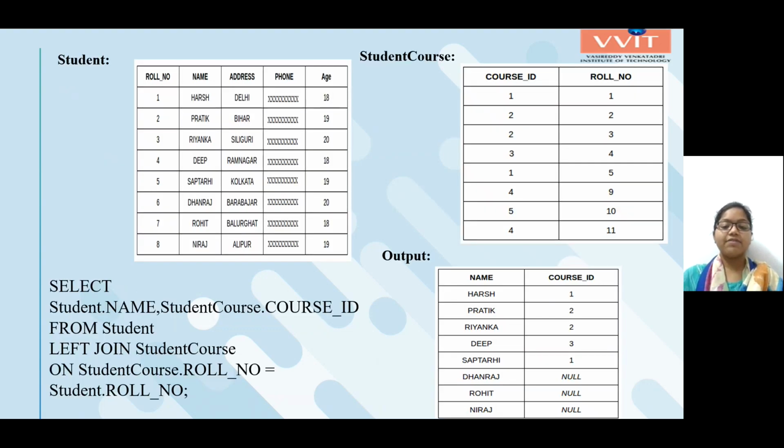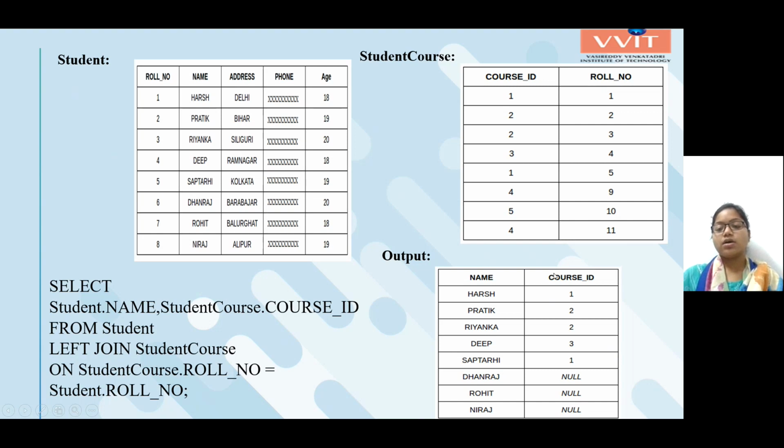Next, let me have a simple example. Here, the same example as the student and student course tables, with the roll number as the common field. Here, first 1, 2, 3, 4, 5 are matched with the right table. Hence, 1, 2, 3, 4, 5 corresponding name and course ID are returned to the output. Next, the remaining 6, 7, 8 of the left table are also returned to the output by containing null values.